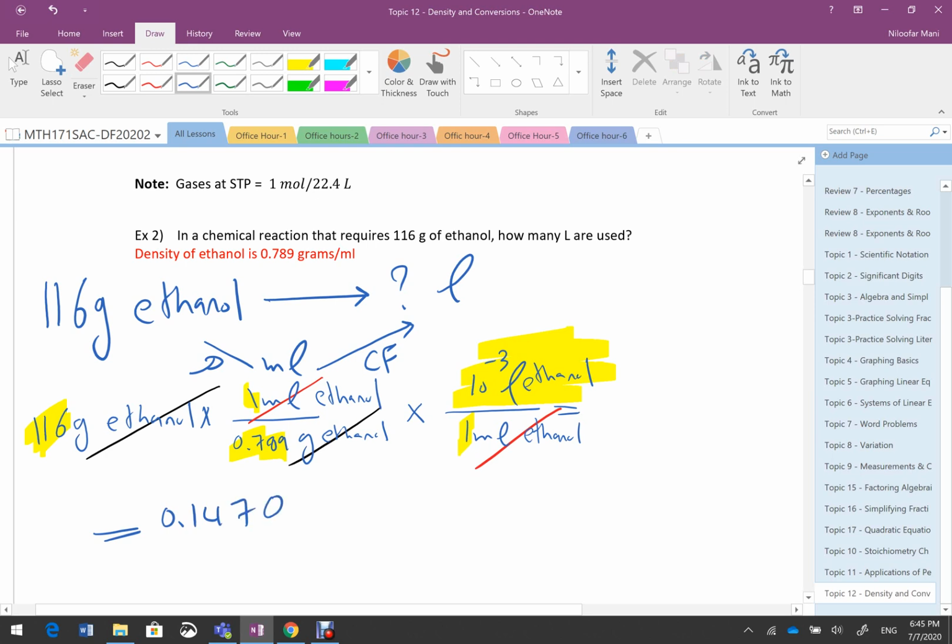Okay, so I have three significant digits, because all of them are not exact, so they are approximate. So maybe I can give you 3 digits in density, or more digits in density, 4 or 5. Okay, and those other numbers are exact numbers. So I underline that, I check that it is almost 0.147 liter of ethanol.